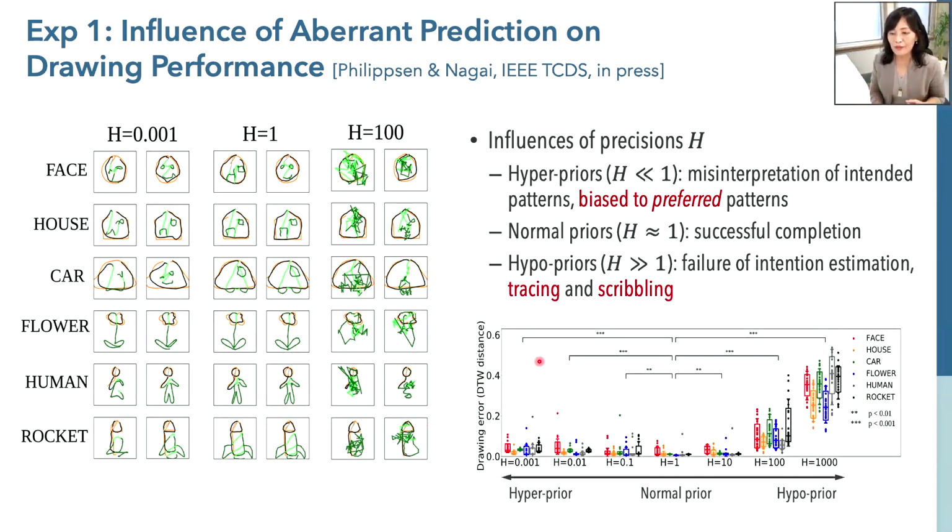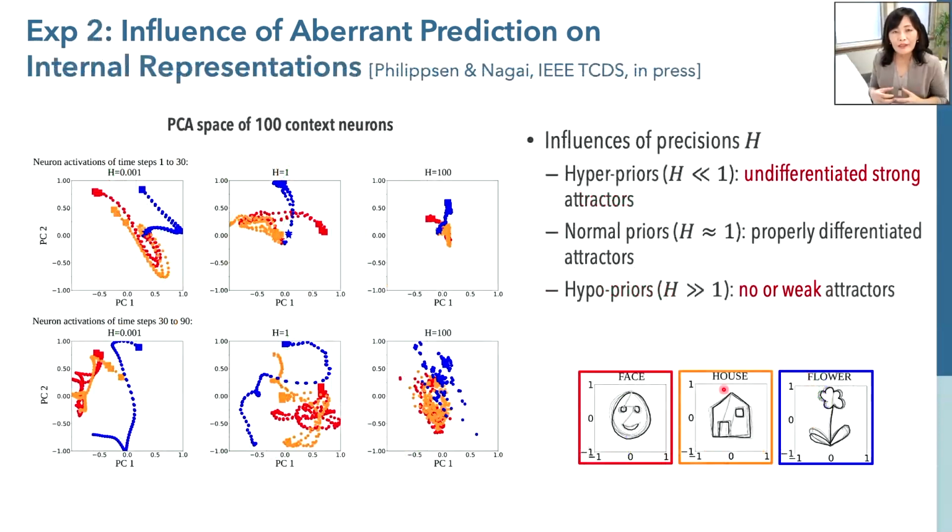So you can see the U-shaped curve here for the prediction errors of the different prior networks. This is a very interesting behavioral outcome. But why does this happen? What do the neural network representations look like? Then we analyzed the internal representation of the recurrent neural network. By applying principal component analysis to the context neurons, we visualized the neural activations while drawing three different patterns, as an example here.